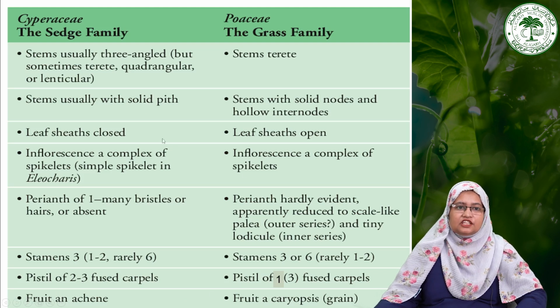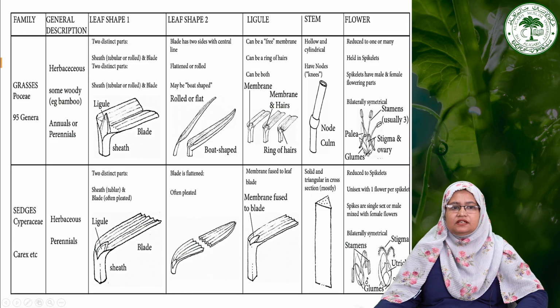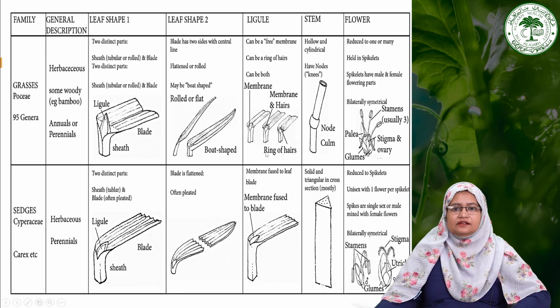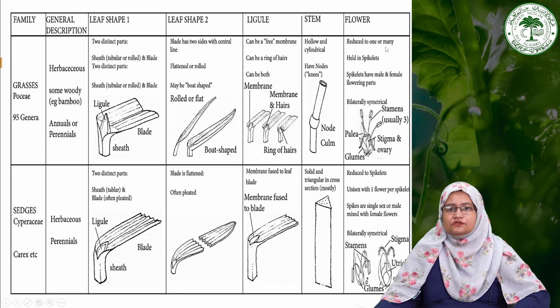So there are some differences in the Poaceae and Cyperaceae families, which we can also visualize from this comparative table. As we have discussed earlier, these families have many common characteristics and they may have some differences also, like the stem. You can see here in Poaceae they have prominent nodes and internodes, while the internodal region is hollow. Here you can see the nodes and the stem is triangular, solid. As you can see, the flower is reduced to one or many, held in spikelets. As you can see, they are bilaterally symmetrical.